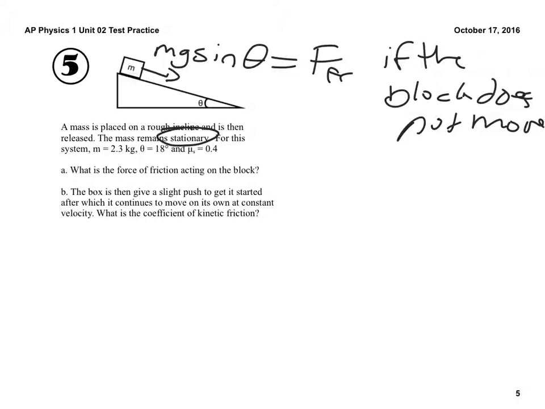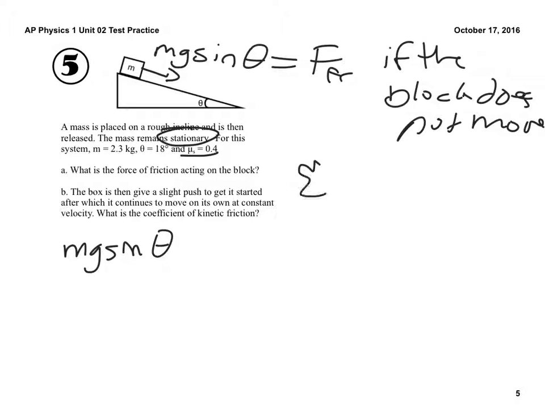As long as the block does not move, any force that's trying to move our block, so in this case mg sine theta is trying to pull our block down the ramp, the force of friction is going to match it, but in the opposite direction. So I actually don't need my mu sub s at all. I can say that mg sine theta equals, let me do it a little differently here, to make it a little more clear. So I've got mg sine theta.